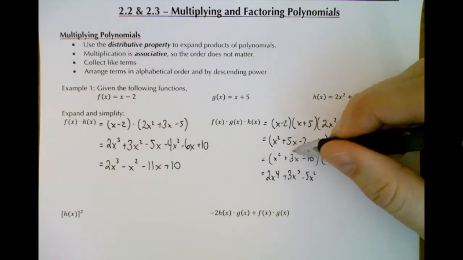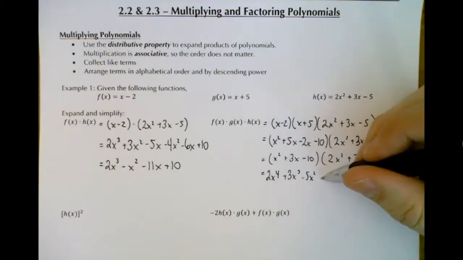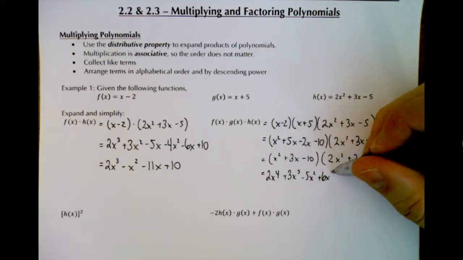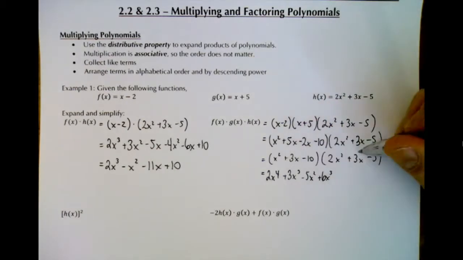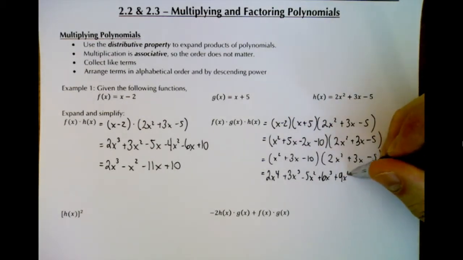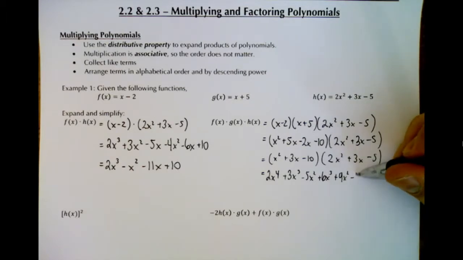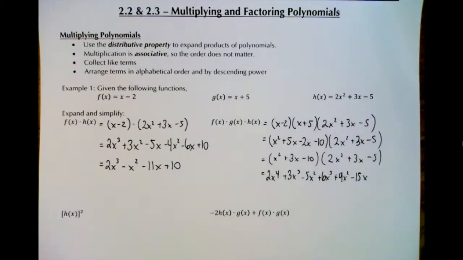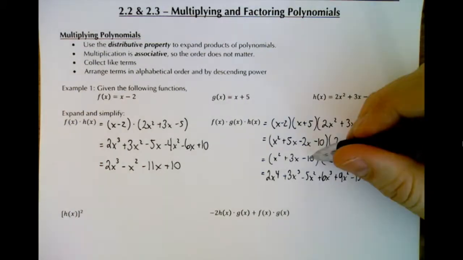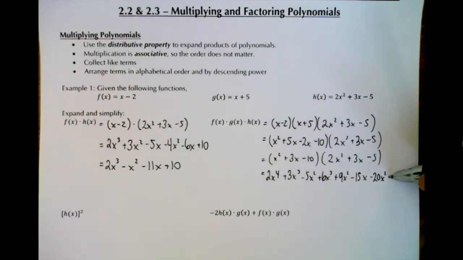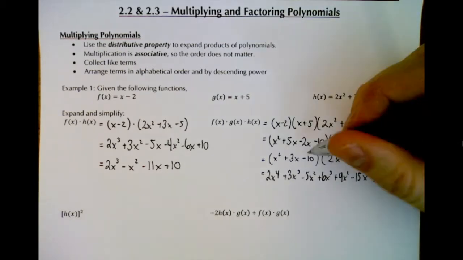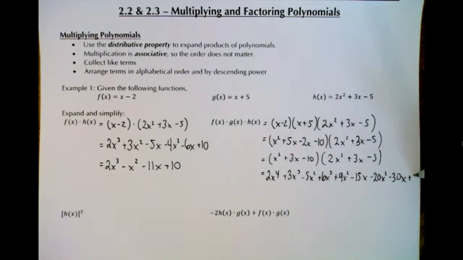Now move on to the 3x. 3x times 2x squared is 6x cubed. 3x times 3x is 9x squared. 3x times negative 5 is negative 15x. Last term's negative 10. Negative 10 times 2x squared is negative 20x squared. Negative 10 times 3x is negative 30x. Negative 10 times negative 5 is positive 50. There we go. We got a lot of terms there.